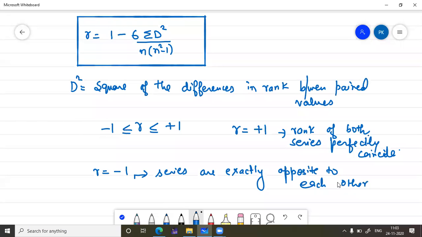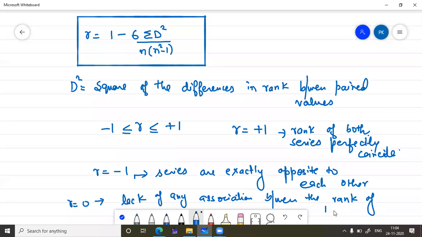And if R is 0, what does it mean? It means there is a lack of any association between the ranks of the two sets. So let's see a problem based on Spearman's coefficient of correlation.